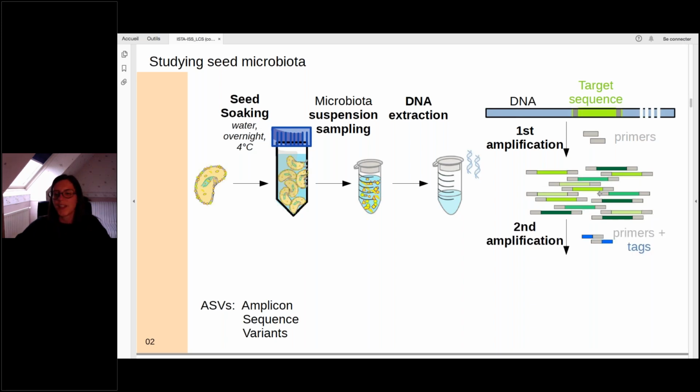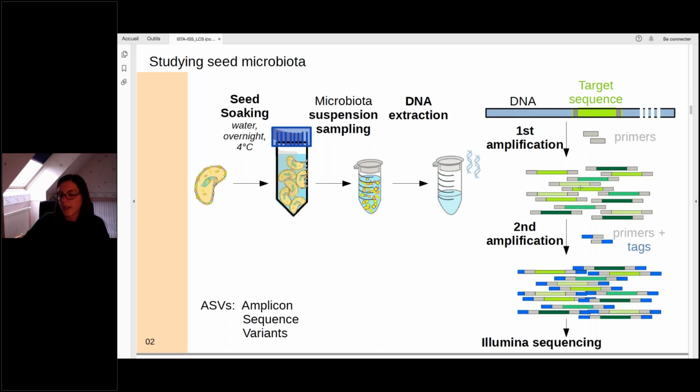So once we've got that, we do a second amplification with tags according to the seed sample, and we sequence those. So those are PCR processes, just as you know from the COVID period.